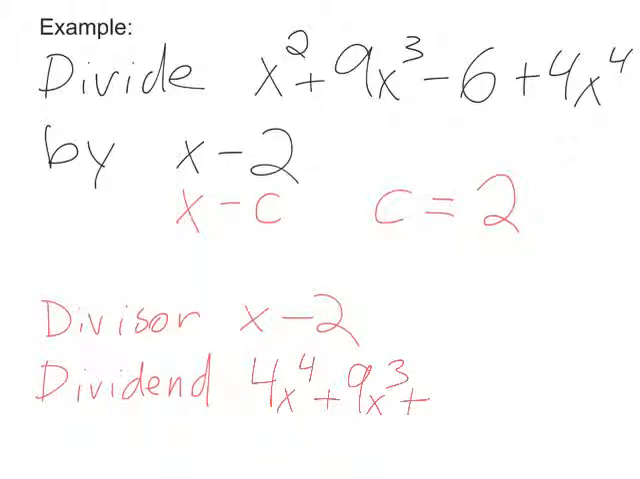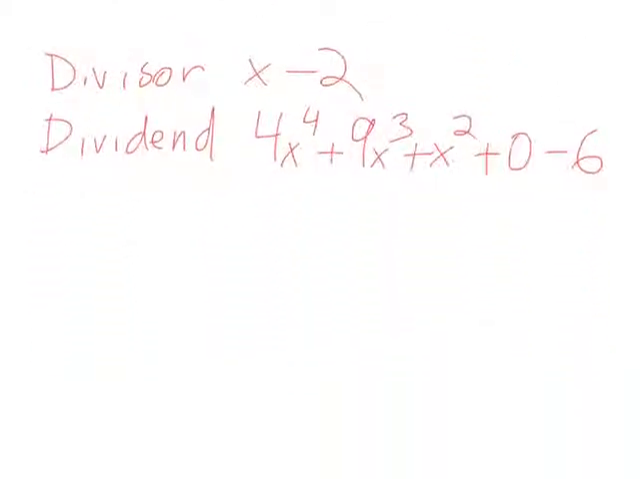Then we go down to the x squared term. And then we take a look through here, and we're missing an x term. So we'll put a placeholder in where that term would be. And then we finish up with our 0th degree term, our last term, our constant. All right, so now we have our c value right here, and we have our dividend in descending order. So let's create the synthetic division.